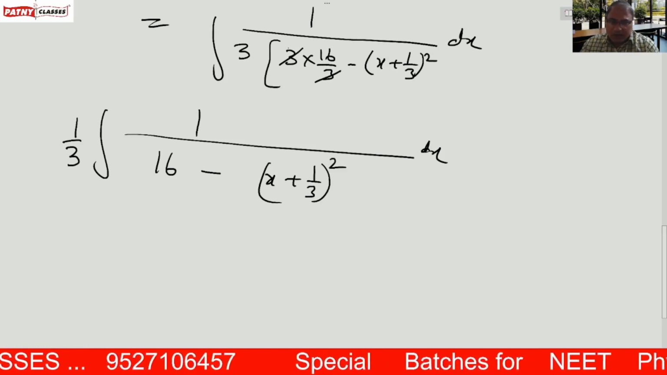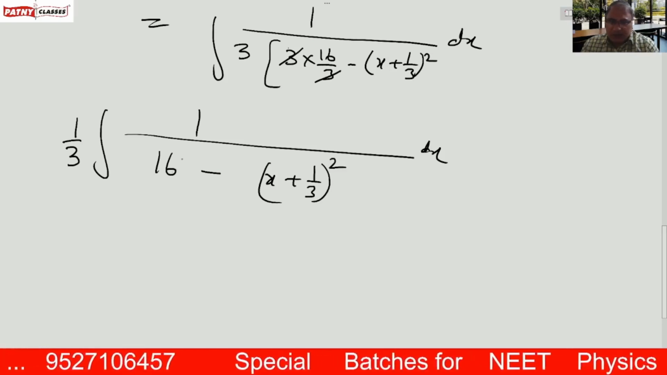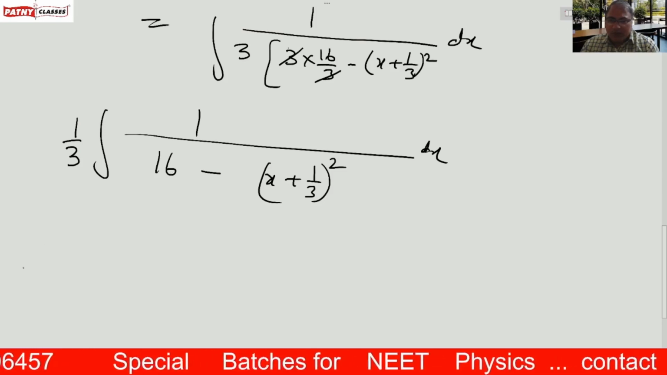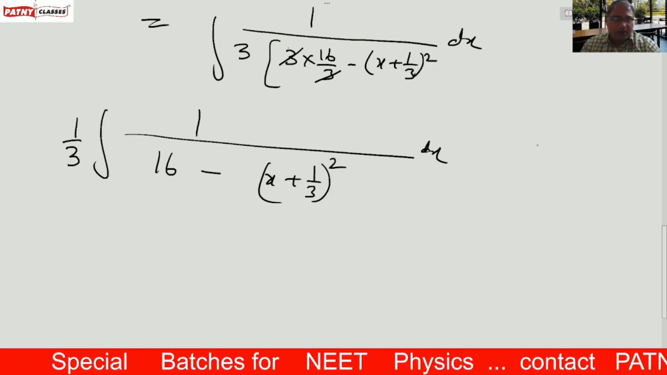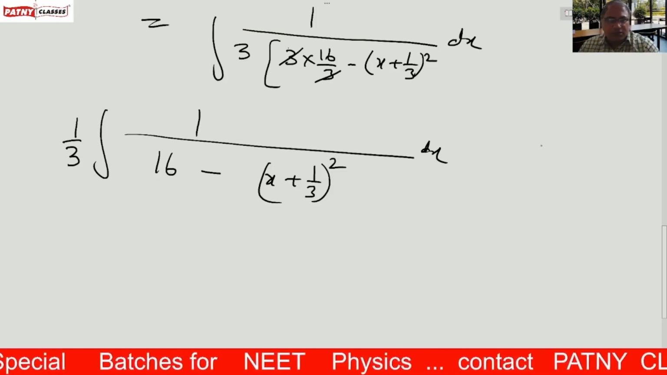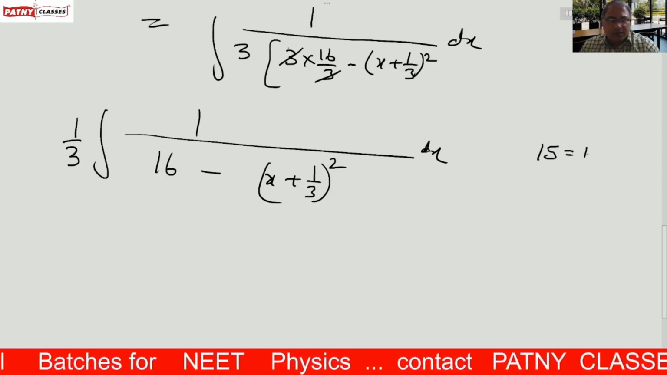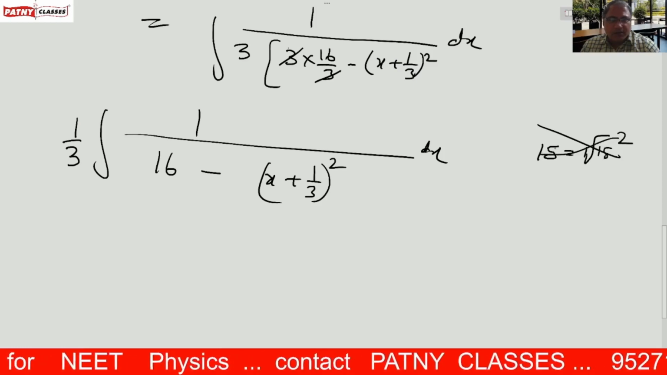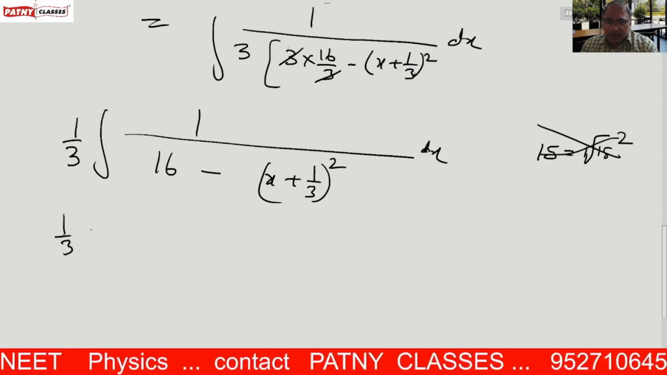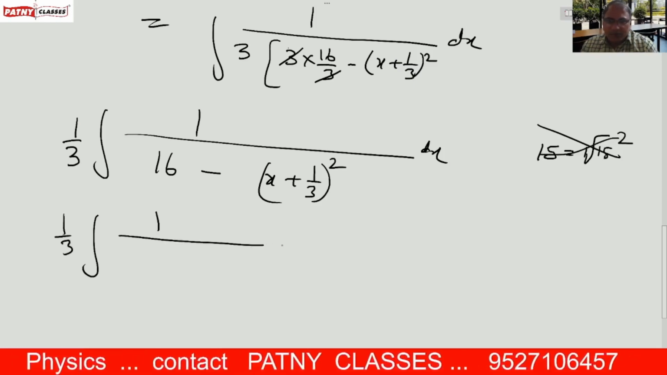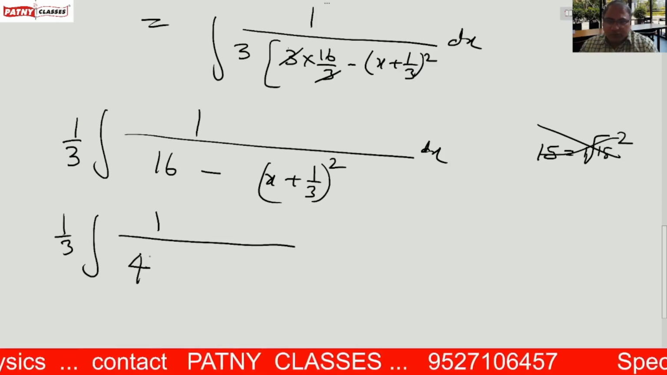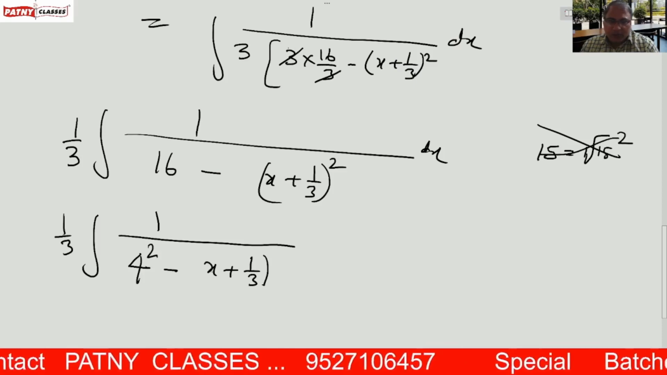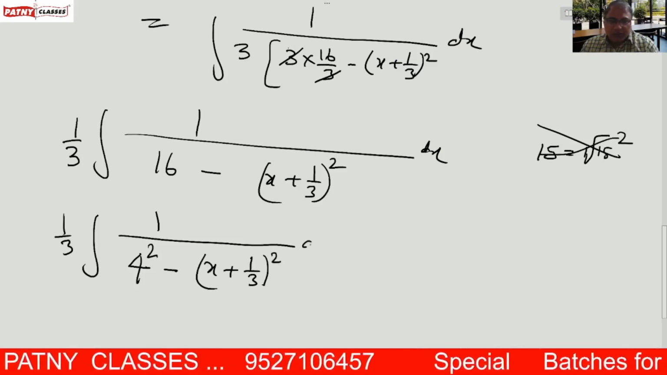And now here is the 16, make it in the square form. If it is not squareable, you can write root and square. Like suppose instead of 16 there is a 15, then it can be written root 15 whole square. But luckily here is a 16, which can be easily kept in the square form. That is 4 square equals 16, minus x plus 1 by 3 whole square with respect to x.